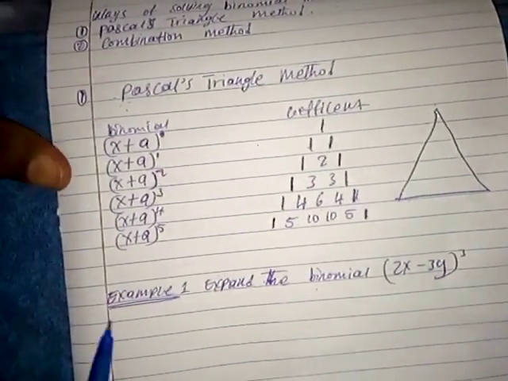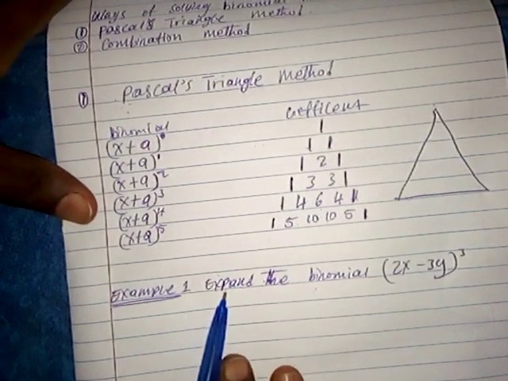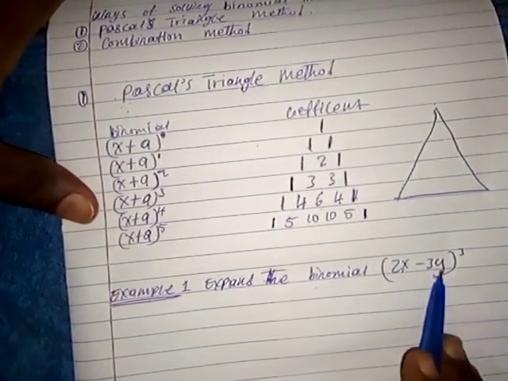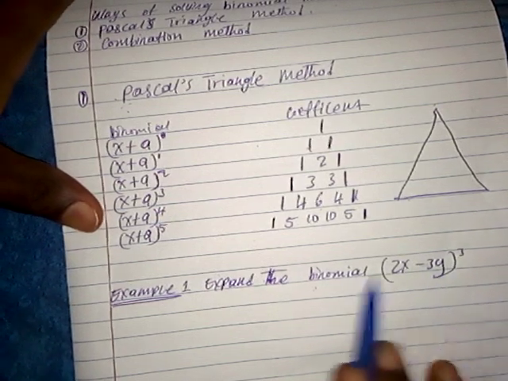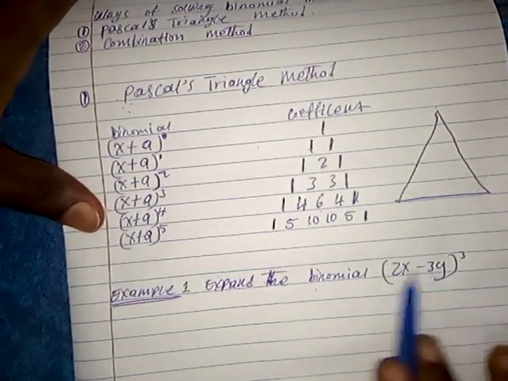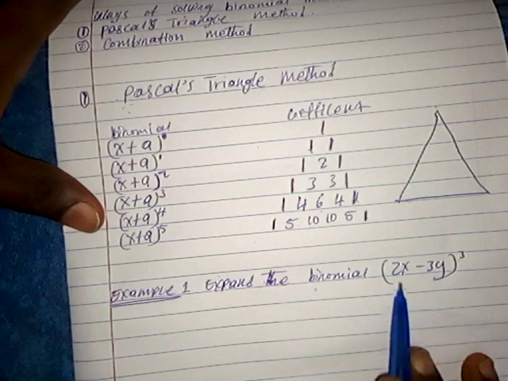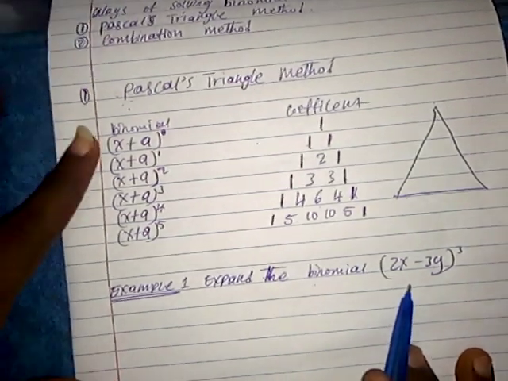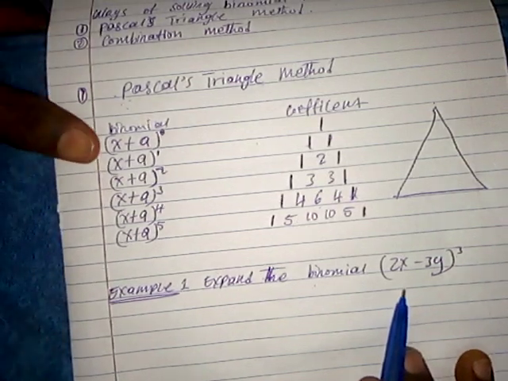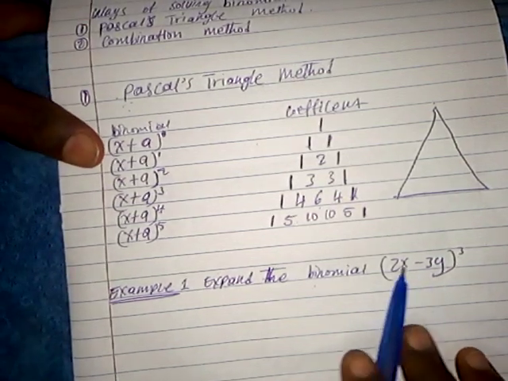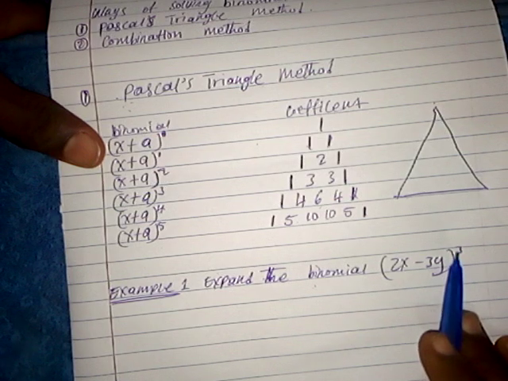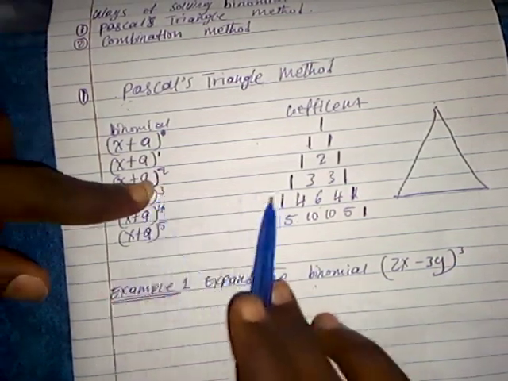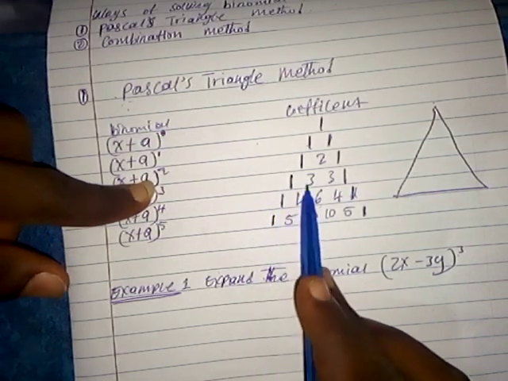Example solving, right? Example 1 says expand the binomial (2x minus 3y) raised to the power 3. Do you see? This is a binomial because it contains two terms and they are connected by what? A minus sign. Right? Now what are we going to do? We are going to find the coefficients of power 3. You focus first on the power. What is the power? This is power 3. What are the coefficients of power 3? It's 1, 3, 3, 1.